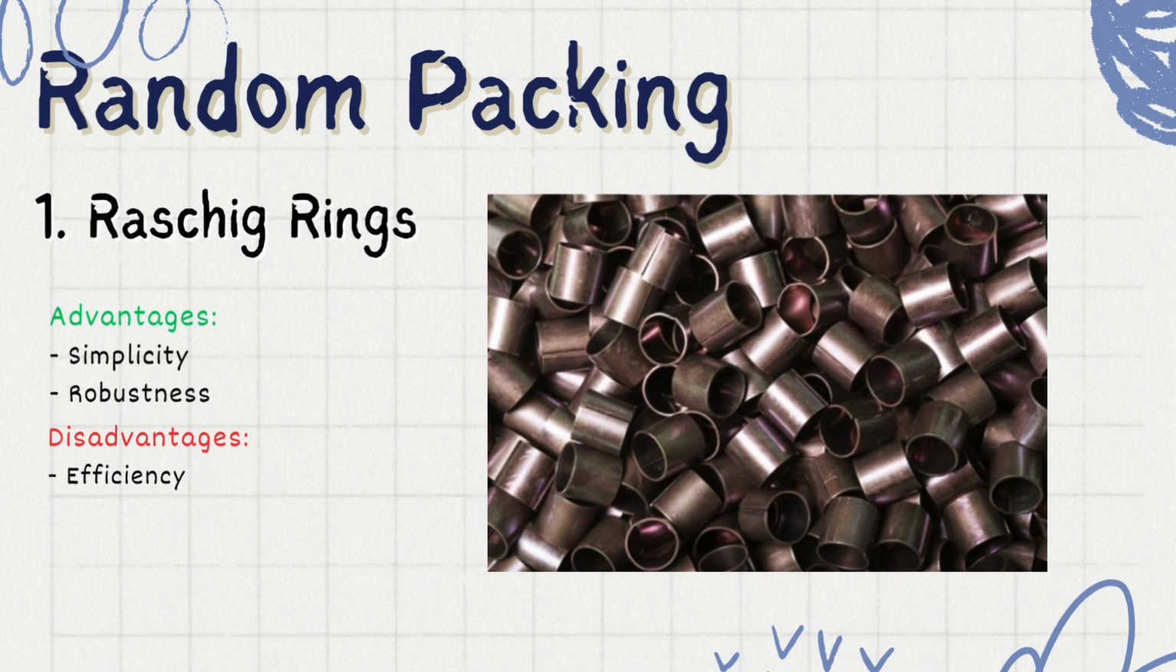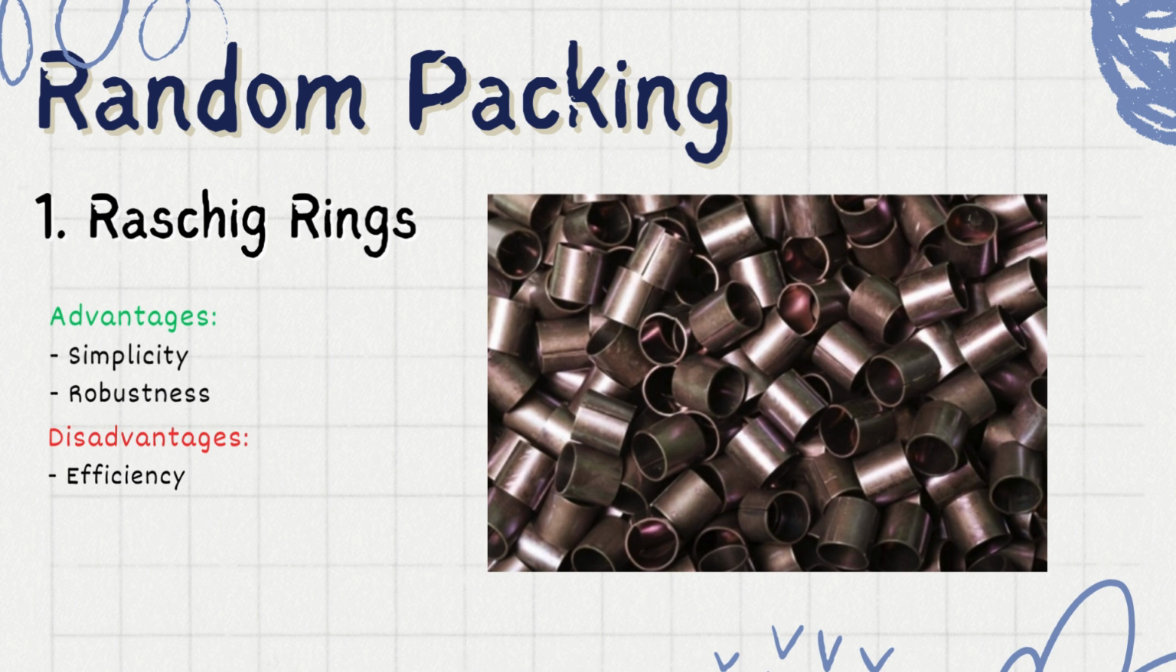Talking about the advantages of raschig rings, the first advantage is they are easy to manufacture and install, meaning the advantage is simplicity. The second advantage is they are suitable for a wide range of applications. So guys, the two advantages of raschig rings are simplicity and robustness. Talking about the disadvantage of raschig rings, this type of ring may have lower efficiencies compared to the modern packing materials.